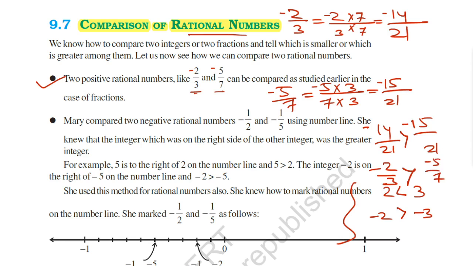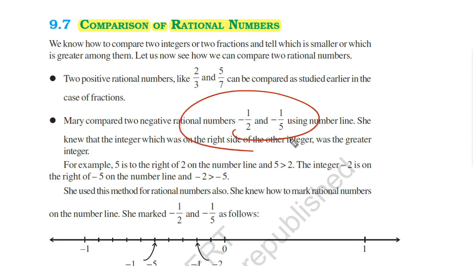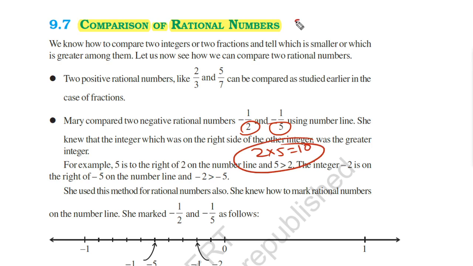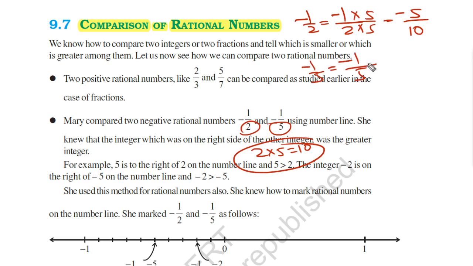Okay. So we will take another example to make it a little bit clearer. Here you can take minus 1 by 2 and minus 1 by 5. Here you can see 2 and 5 are the denominators. Therefore, the LCM will be 2 into 5, that is equal to 10. Now we will write minus 1 by 2 is equal to minus 1 by 2 into 5 by 5. So it will be equal to minus 5 by 10. Again, minus 1 by 5 is equal to minus 1 by 5 into 2 by 2. So it will be equal to minus 2 by 10.